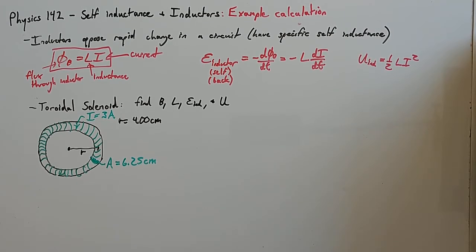Okay, so the first thing we need to do is I'm interested in what's the magnetic field in this toroidal solenoid. And to find the magnetic field, that's a bit of a review question, all right?